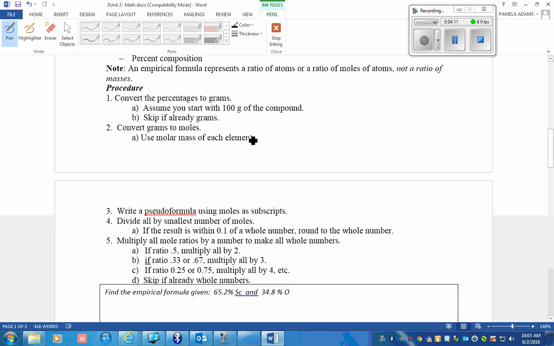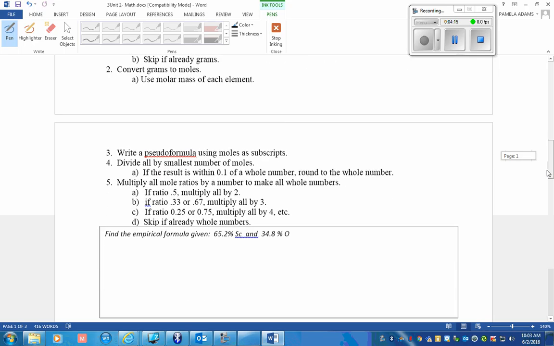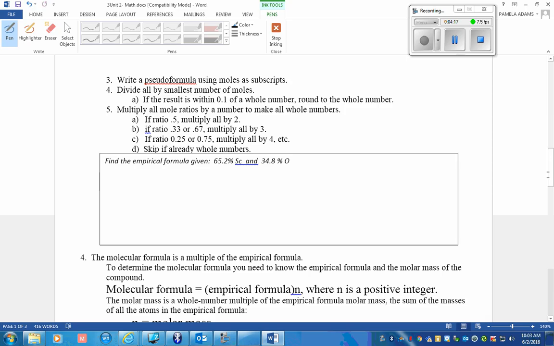Convert grams to moles, and then divide by the smallest so you can get a ratio that is 1. And then multiply till you get a whole number. There is a small poem that you can remember from Chem 1 that I can't remember right now. Use it if you like.